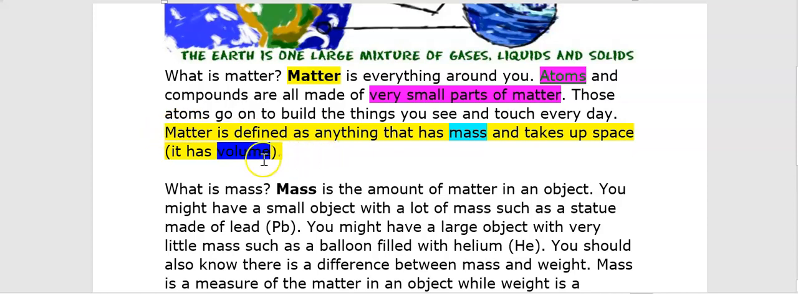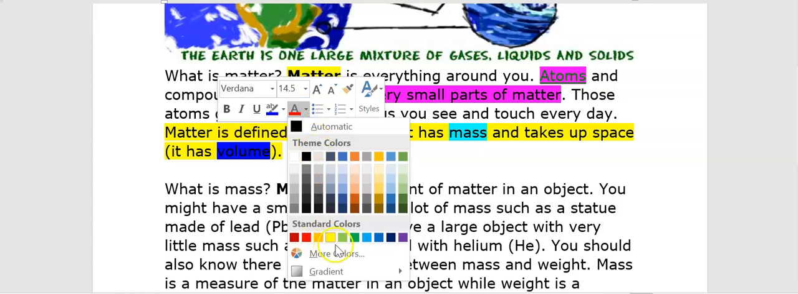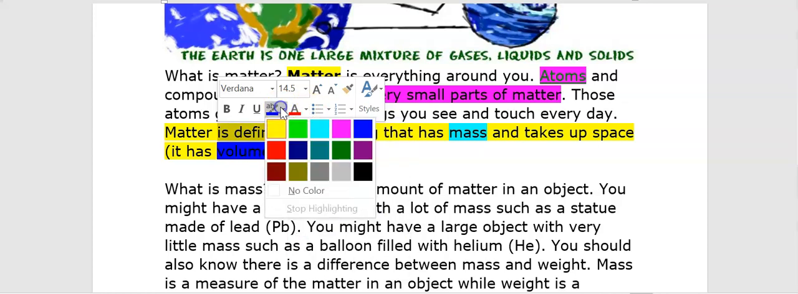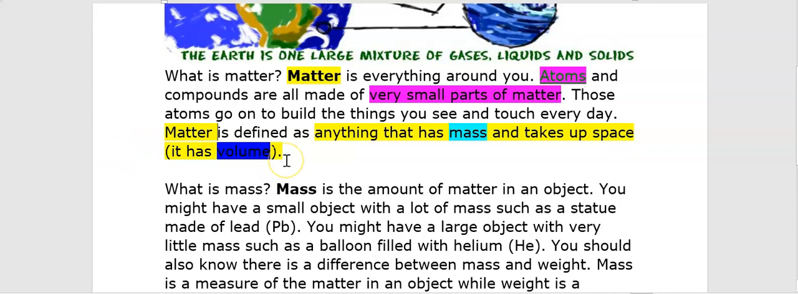What you need to do on one note card is write matter on the white side. On the lines of the note card, then, you need to write this definition. And you don't have to say that it is defined as, because we're writing it down as a definition, so you know. Matter: anything that has mass and takes up space, meaning it has volume. So this whole section you need to write down on a note card for matter.